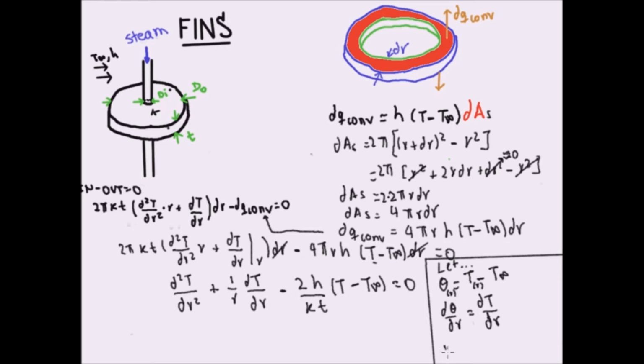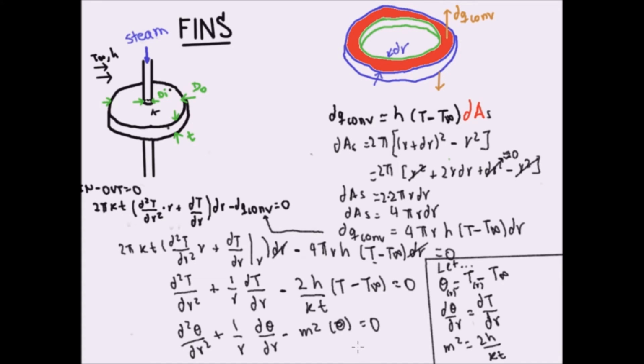And then we also said that m squared would be 2h over kt, right? And now we have our final differential equation by replacing these variables with these new variables that we are using. So we would have d squared theta by dr squared plus 1 over r d theta by dr minus m squared theta. I almost wrote again t minus t infinity. Okay, so this is equal to 0.